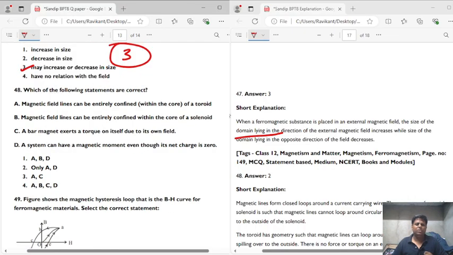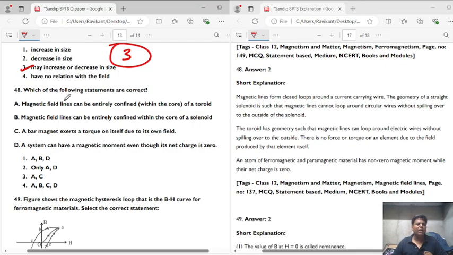Question number 48. Which of the following statements are correct? Magnetic field lines can be entirely confined within the core of a toroid. The magnetic field lines can be entirely confined in the core of a solenoid. A bar magnet exerts a torque on itself due to its own field. This is absolutely wrong. And a system can have a magnetic moment even though its net charge is zero.